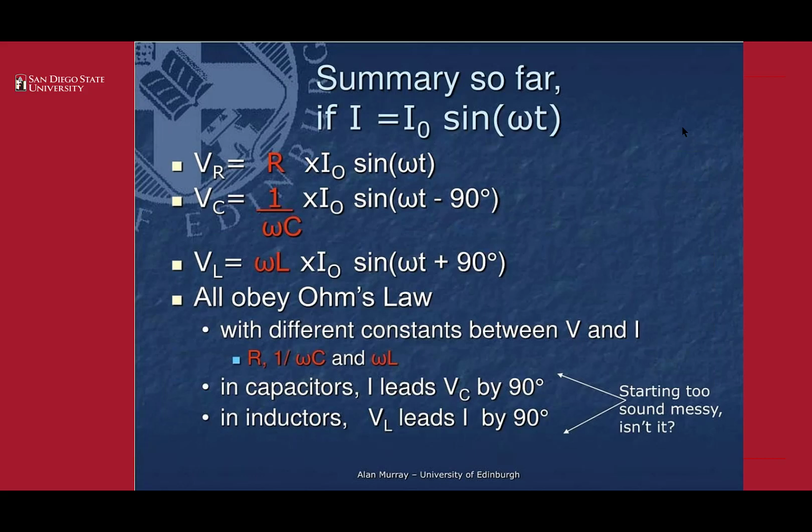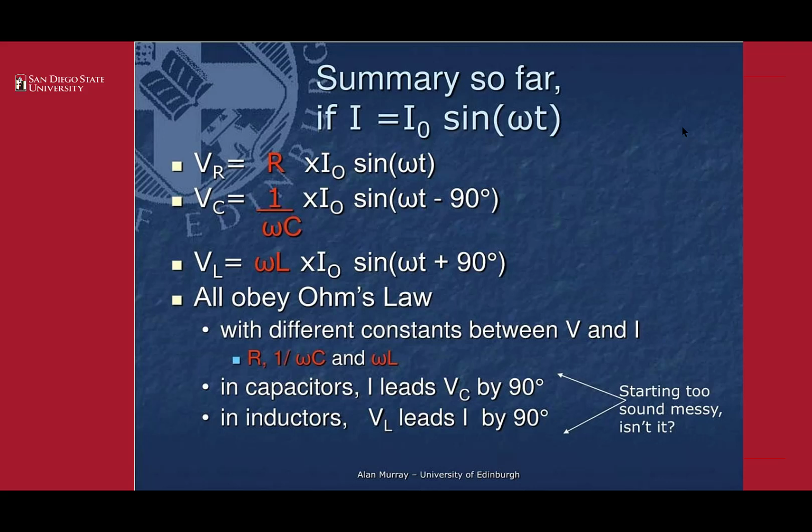So let's sum up what we have so far. If I, the current in the circuit, equals I0 times sine omega t, VR for the resistor equals R, the resistance, times I0 sine omega t, and VC must be 1 over omega C times I0 sine omega t minus 90 degrees, representing the phase shift. And VL, the voltage of an inductor, must be omega L times I0 times sine omega t plus 90 degrees. And all obey Ohm's laws with different constants between V and I.